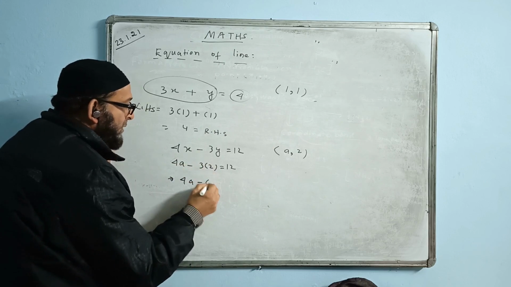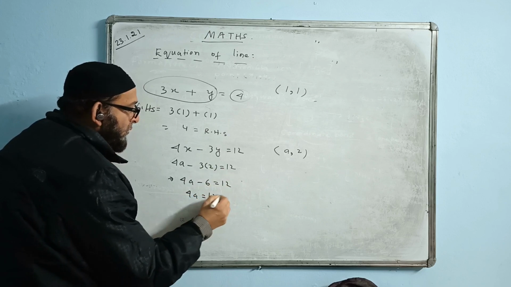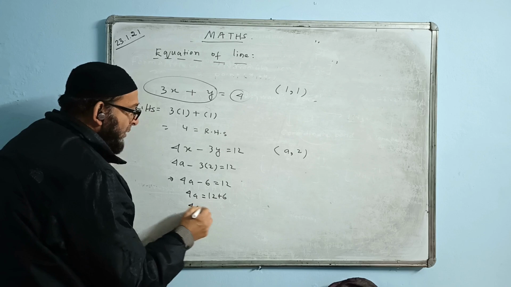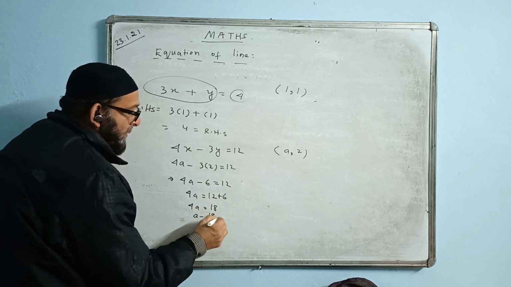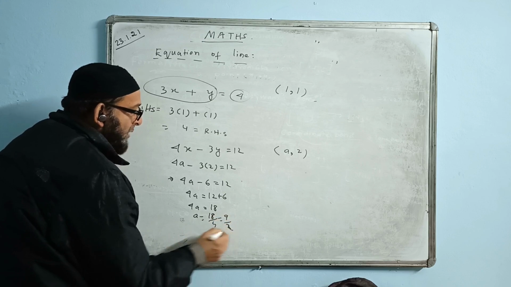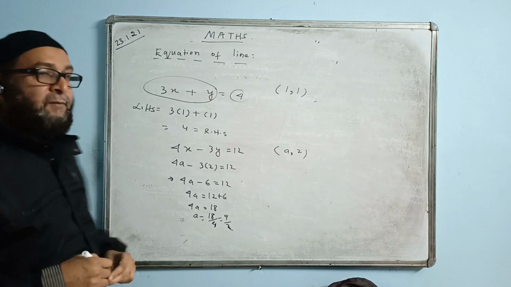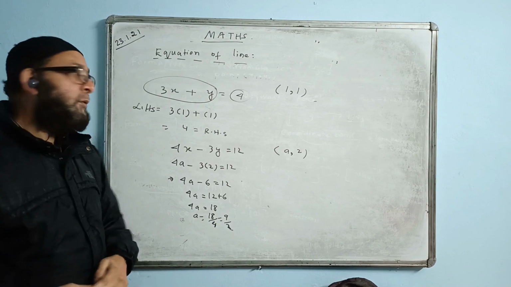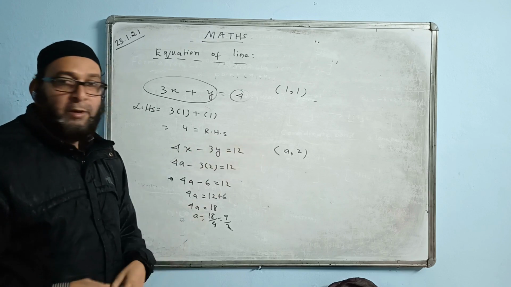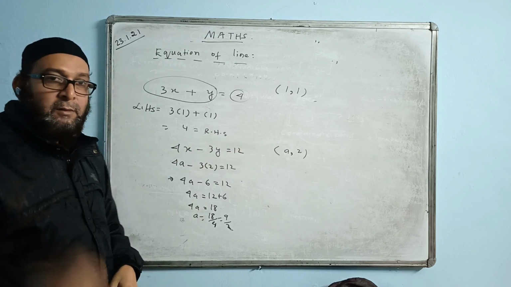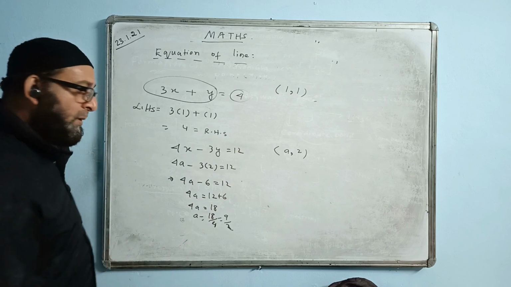4a minus 6 is equal to 12. This 6 will go to that side: 4a is equal to 12 plus 6. Therefore 4a will be 18. Therefore the value of a will be 18 by 4, which is 9 by 2 after cancellation. 9 by 2 is the answer. So we can find the value of unknowns. If any point lies on the line, or the line passes through a given point, we can find the value of the unknown coordinate. Hope it is understood.